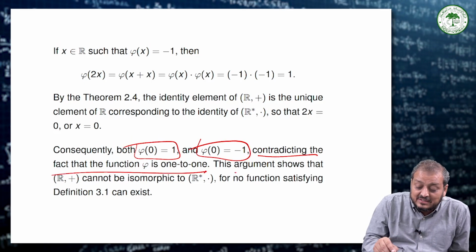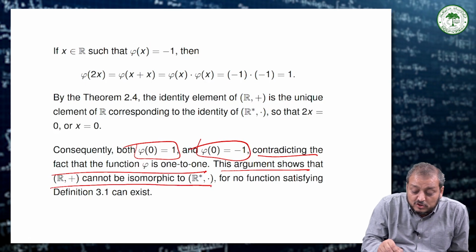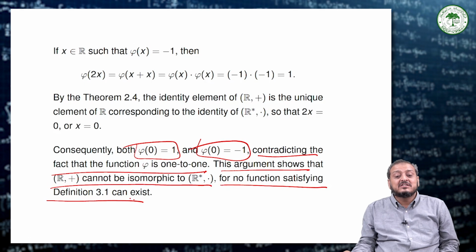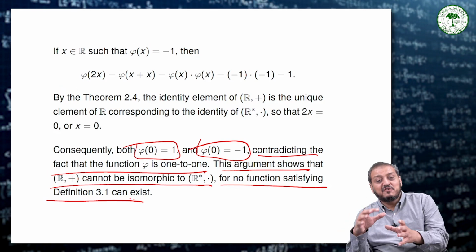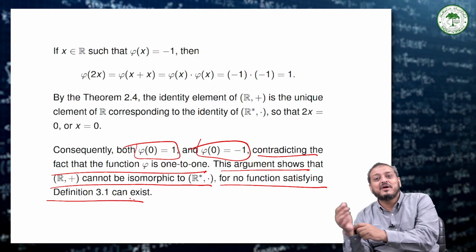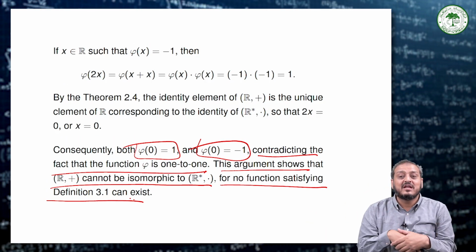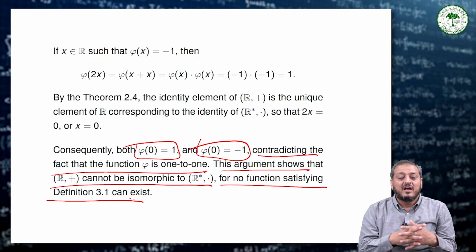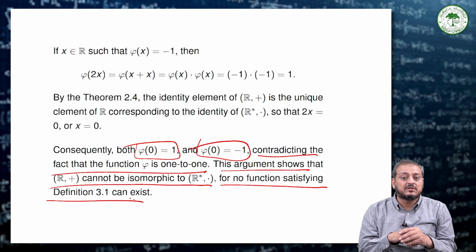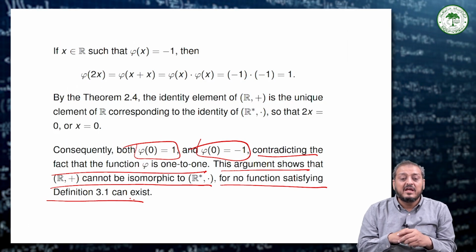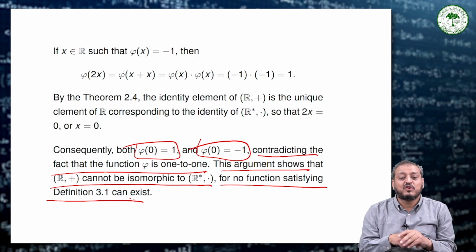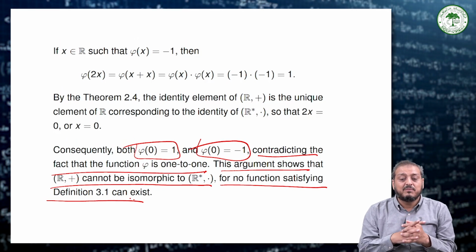And that means this argument shows that no function satisfying the definition can exist in this form. Because phi of 0 always maps to 1, and then phi of 0 is also mapping to -1, that means there does not exist any function which is 1-1. This contradicts the 1-1 ness of this function. So, we can simply say that R positive cannot be isomorphic to R star under multiplication.